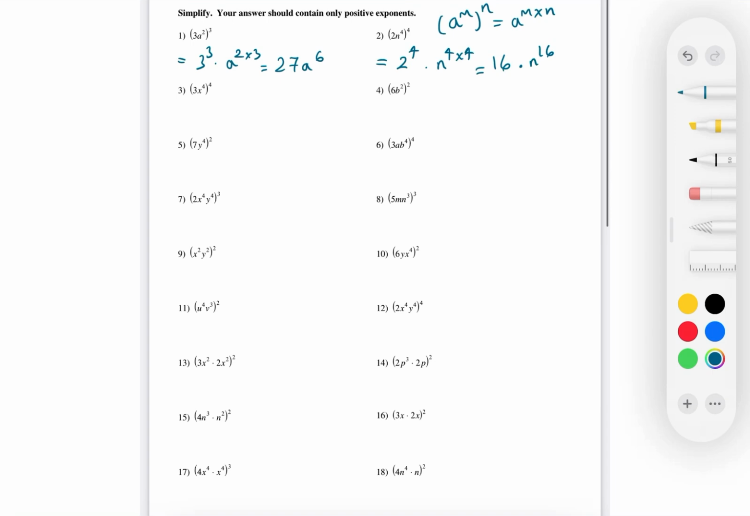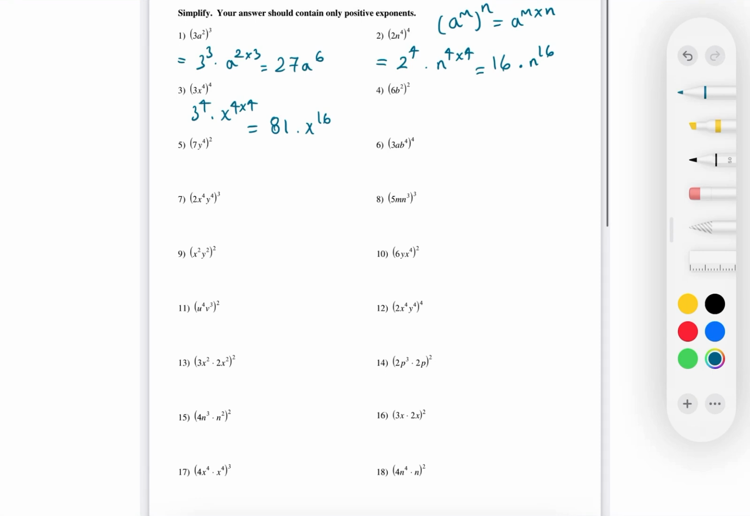Take a look at the third one right now. It says 3 times x to the power of 4, to the power of 4. So you're going to get 3 to the power of 4 times x to the power of 4 times 4, right? That's going to give you 3 to the power of 4, which is essentially going to be 9 times 9, which is 81, multiplied by x to the power of 16 again.